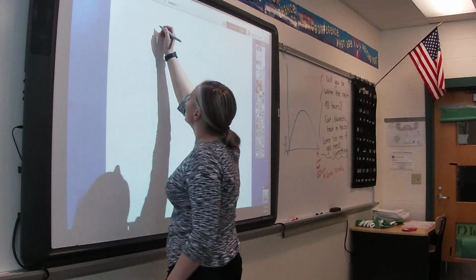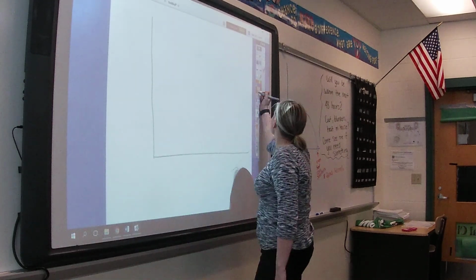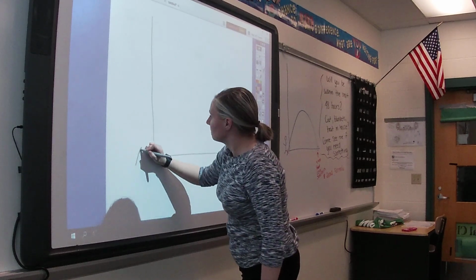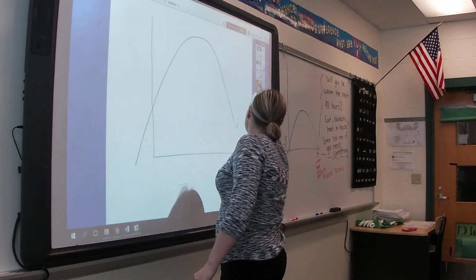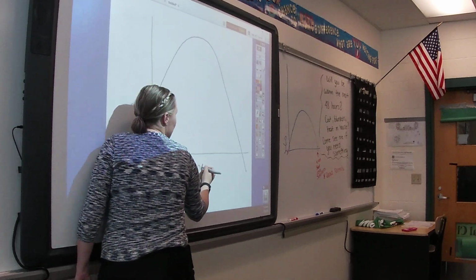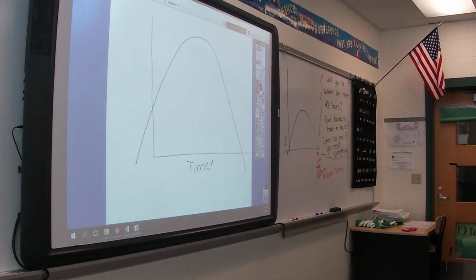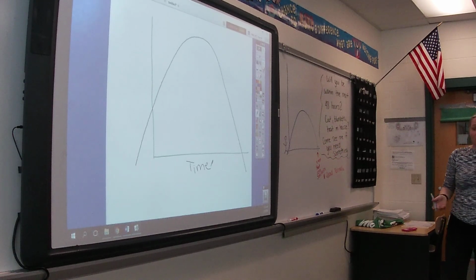So let's say we're looking at a quadratic. Pretend this is perfect. This is our time happening down here. Way back in Algebra 1, we talked about our x-axis. If we didn't know what it represented, it was always time. That was what we should have guessed. That's the same situation we're going to be looking at today.